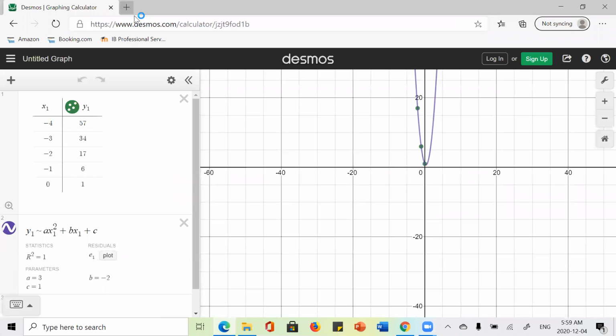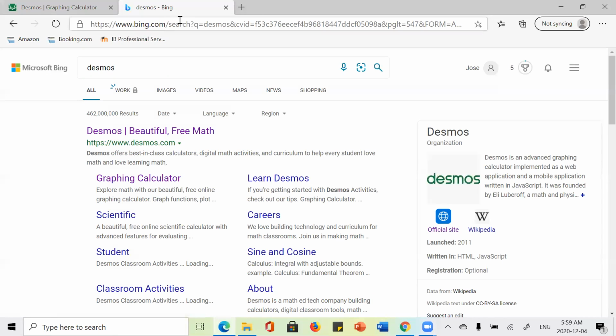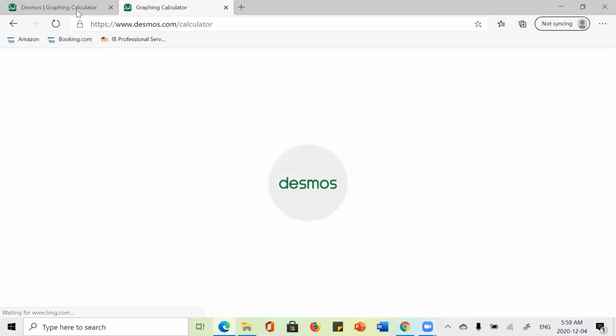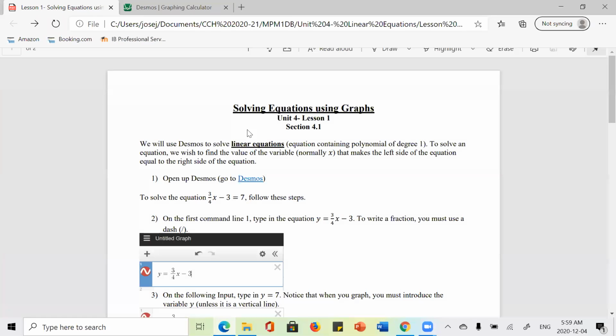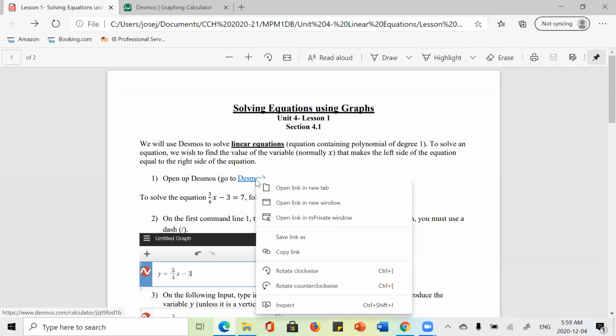If you can't find it for whatever reason, you can also type in Desmos on whatever browser you have, and then it'll come up and it'll be the graphing calculator there. So when you click on this, I just realized that this link was automatically included within the handout. You'd probably want this to open up in a different tab.